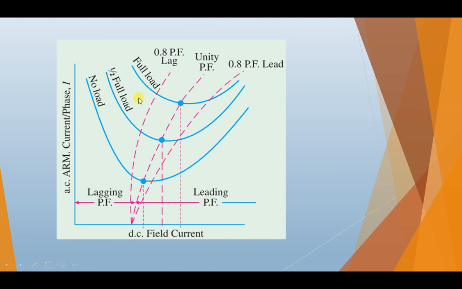Same for the half load and full load. This is in the form of a V, so we call it the V curve, and from here we can see that the unity power factor is at the minimum position.